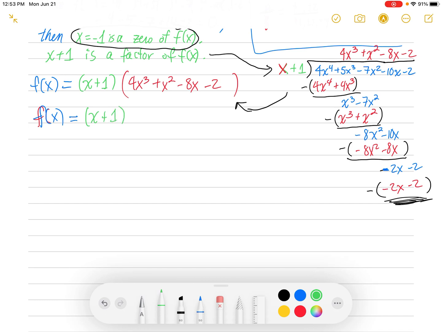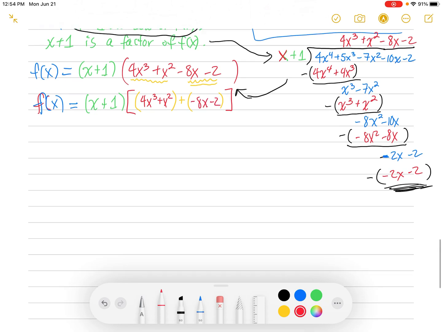Well, first I'm going to copy down the green x plus 1. We don't want to lose that. And now the red, I'm going to say, hey, red, look at you. I can do something called factoring by grouping. So I'm going to group these together, the yellows, and these together, the yellows. I'm going to put a pair of parentheses around 4x cubed plus x squared, and then a plus and a second pair of parentheses with the minus 8x minus 2. This is going to work. The factoring by grouping here will work out.